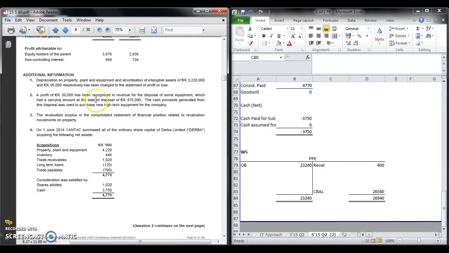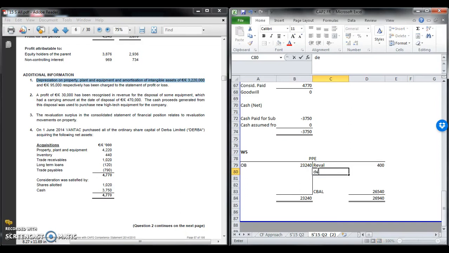Another important thing that we're told here is, well, actually, we also had depreciation during the year of 3.22 million. So again, we know depreciation will reduce the value of the PPE, and you put that here, 3220. So again, we're gradually explaining what's going on from either side. So that's 2 elements. What other information are we given in the question about PPE?